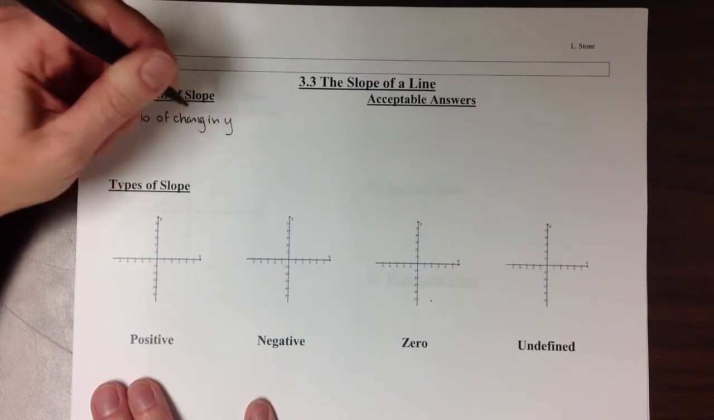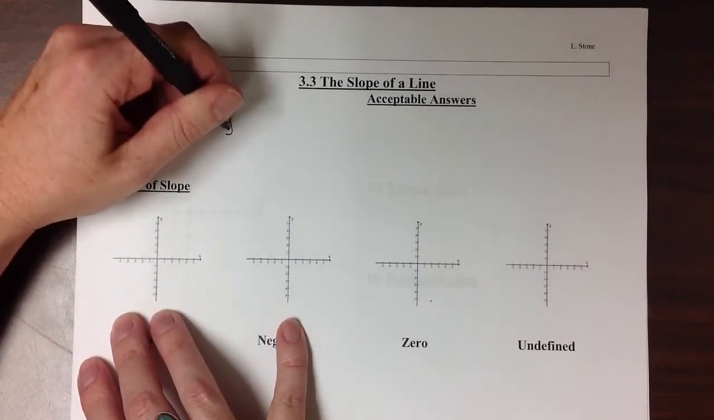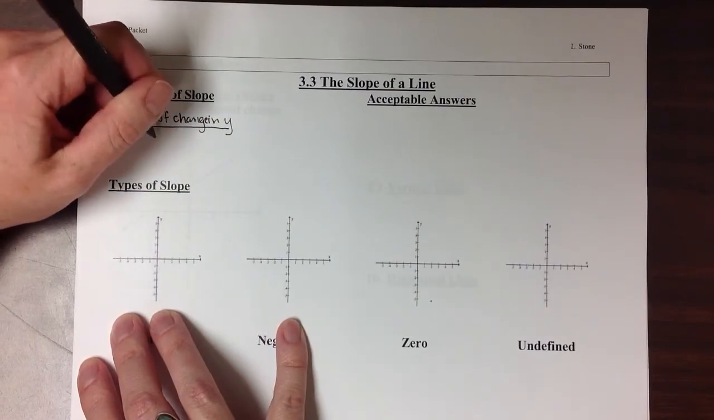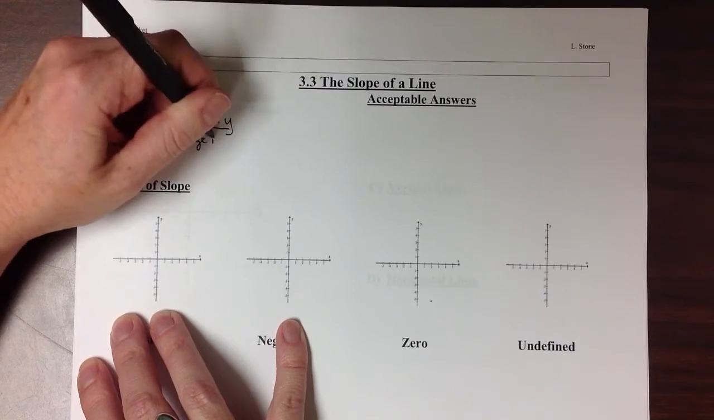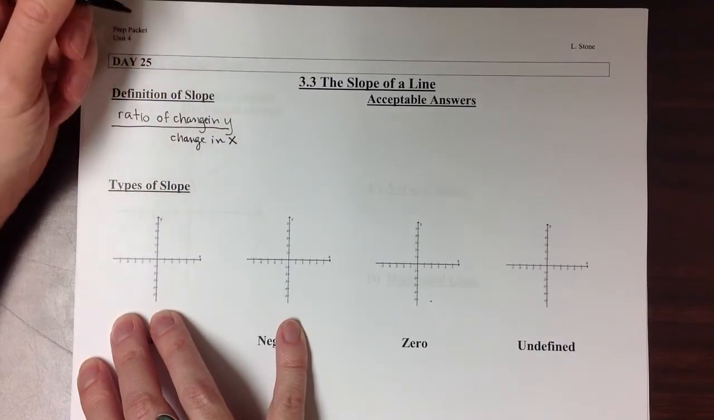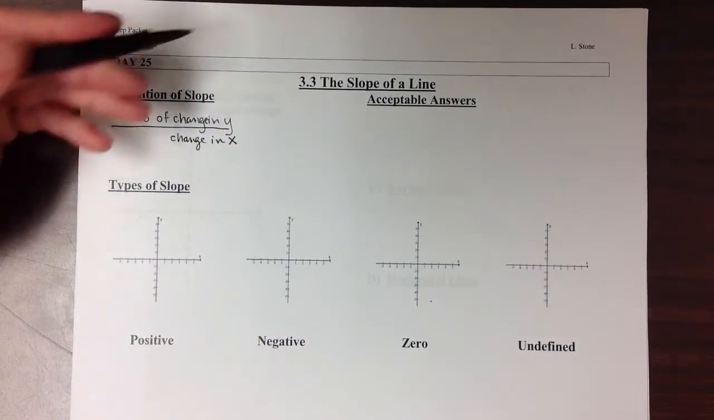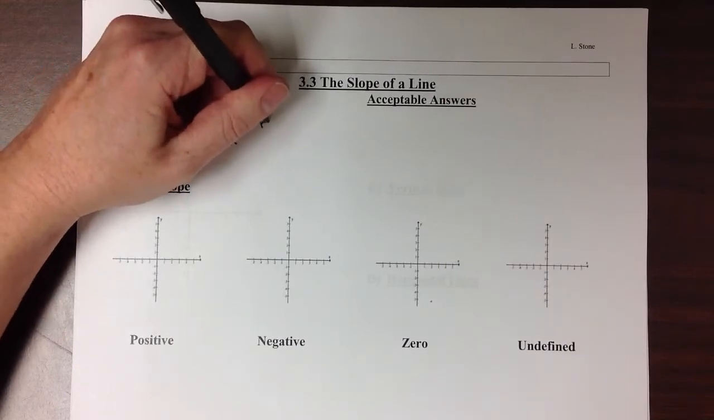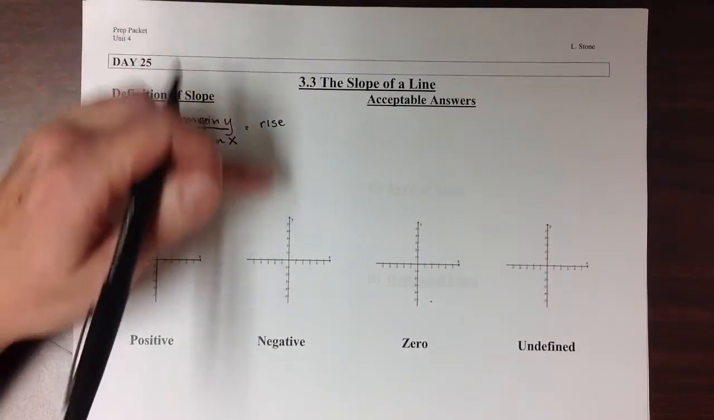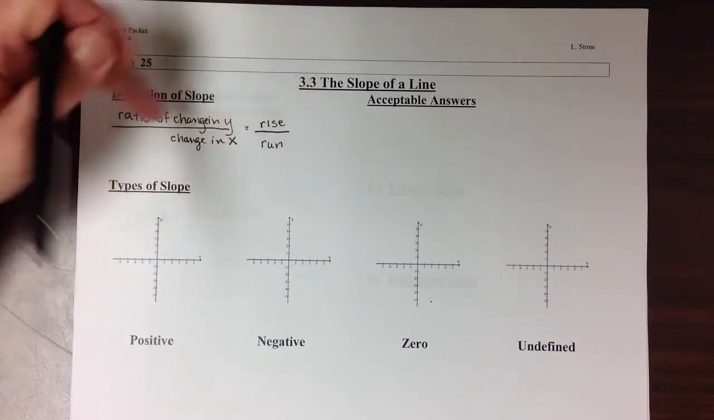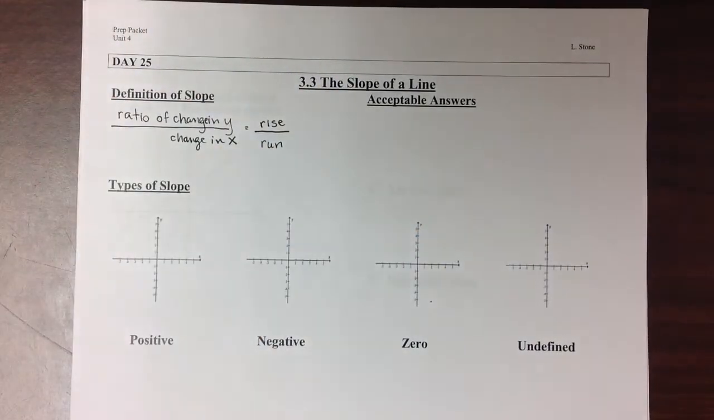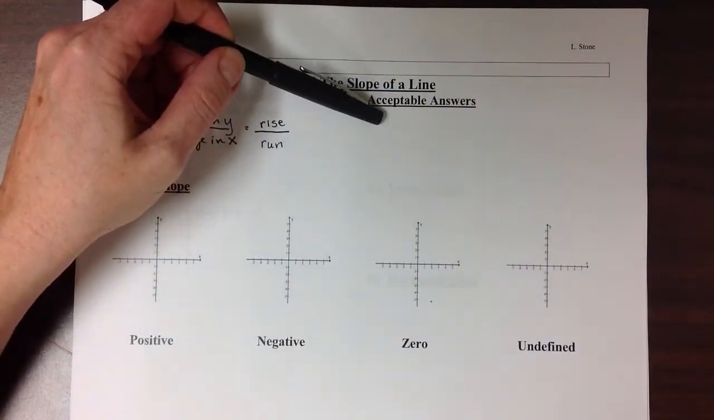in y over the change in x. Okay, so you can also think of it as how much the rise, the up and down, changes, compared to how much the run, the left to right, changes. And there are lots of different forms that this answer can come in.